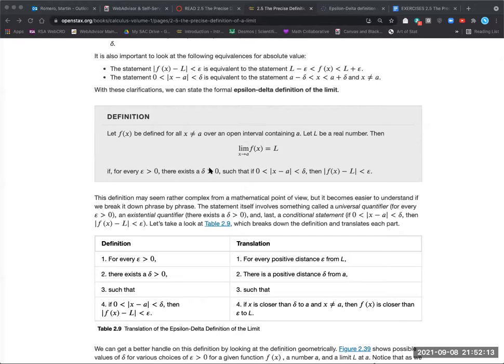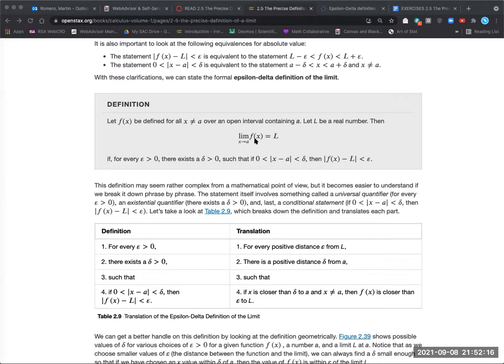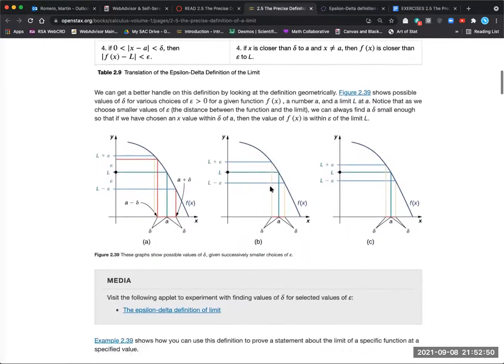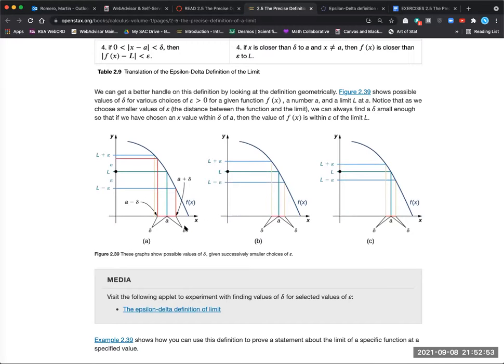Now, when we look at this definition here, the limit of f of x equals L as x approaches a, if and only if, and again, this may not make sense, for every epsilon there exists a delta greater than 0 such that the distance between x and the value we're approaching is less than that delta, and if that's true, then the distance between f of x and L is less than epsilon. Again, this is so that we can show that the limit exists for any of these values. And these pictures here try to represent what's happening.